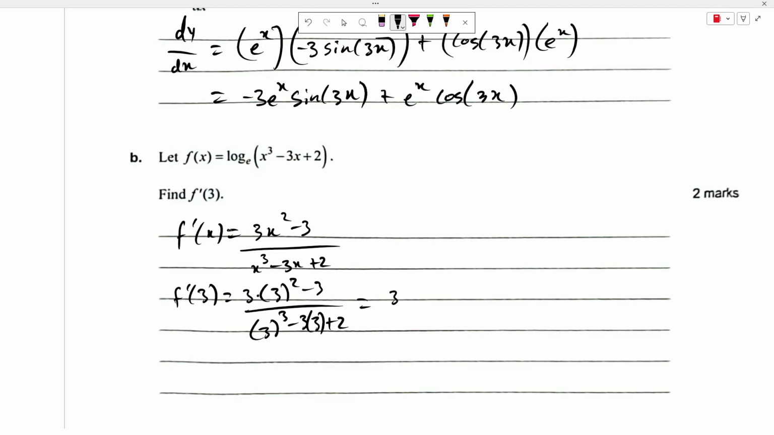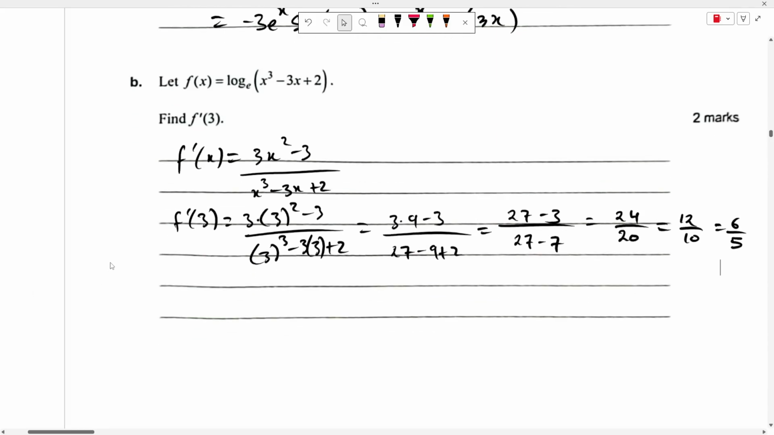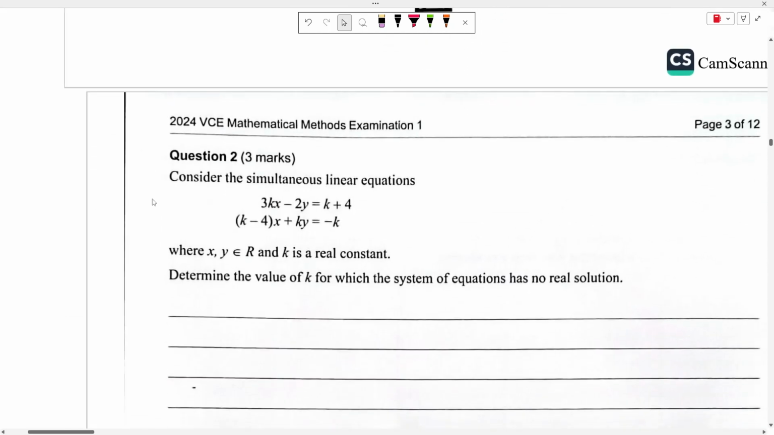So this is going to be 3 times 9 minus 3 over 3 cubed, which is 27, minus 9 plus 2. This is going to be 27 minus 3 over 27 minus 7. That's going to be 24 over 20. Of course, we can simplify that. That's going to become 12 over 10. That's going to become 6 over 5. And that's going to be our final answer for this one, 6 over 5. Right? So not too bad.